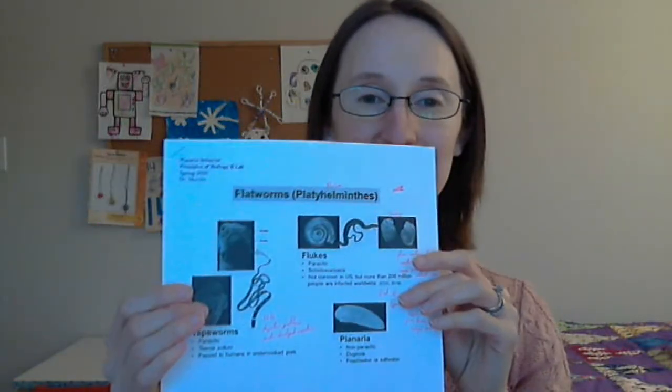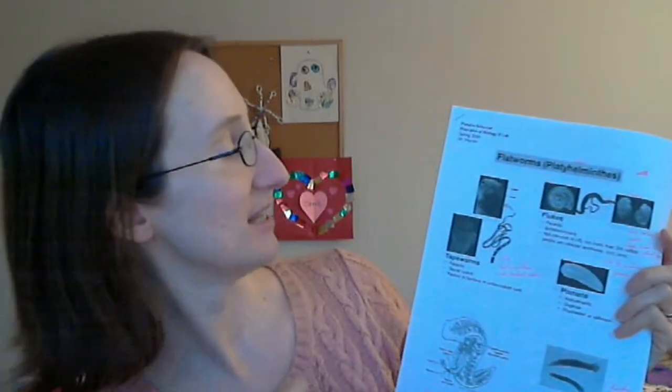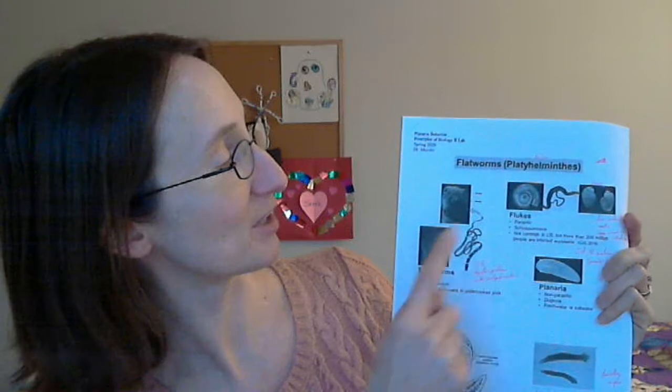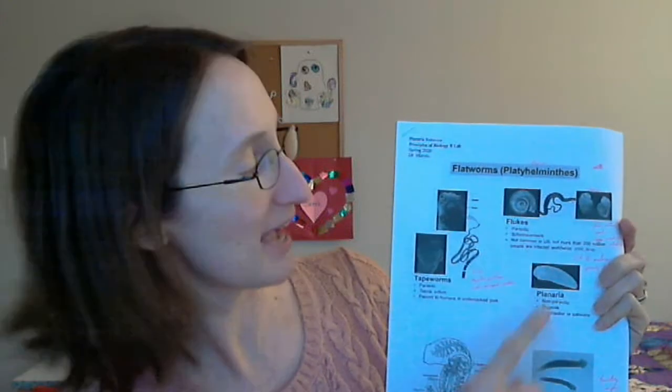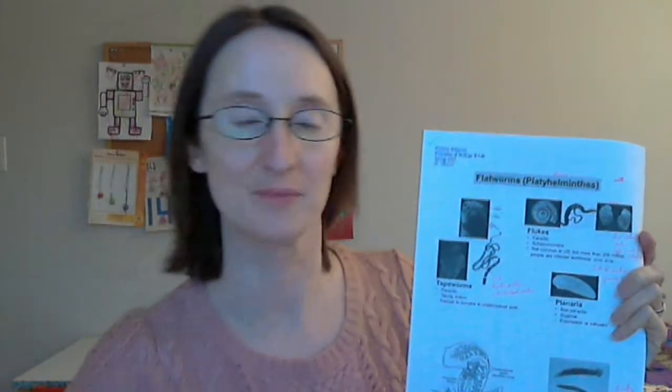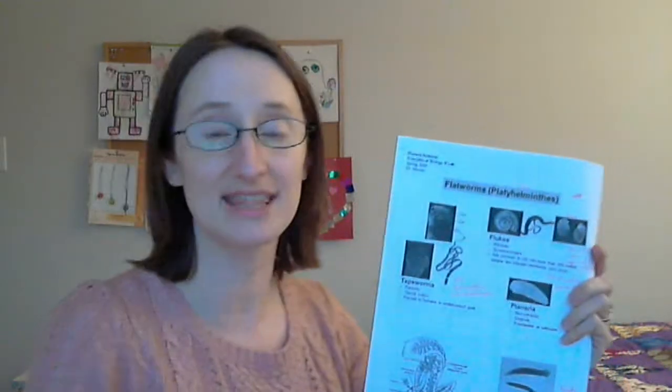Okay, so we're studying flatworms this week. As you can see on the handout, there are 3 types of flatworms. You've probably heard of the tapeworms and the flukes. You probably haven't heard of the planaria. The reason that you've probably heard of tapeworms and flukes is that they are parasitic.